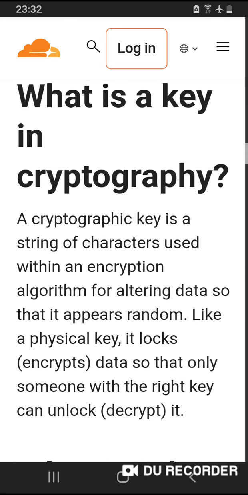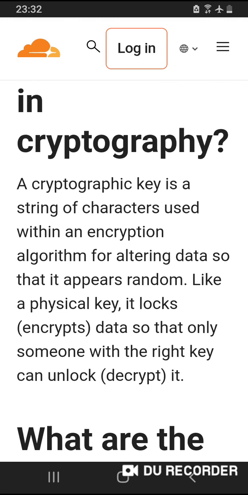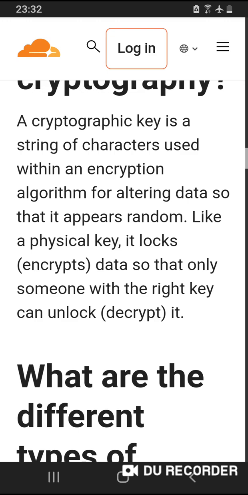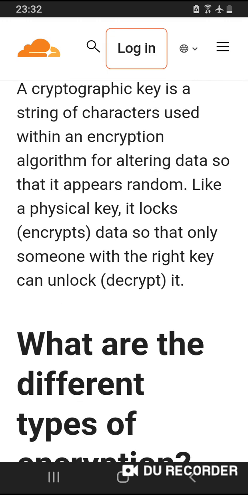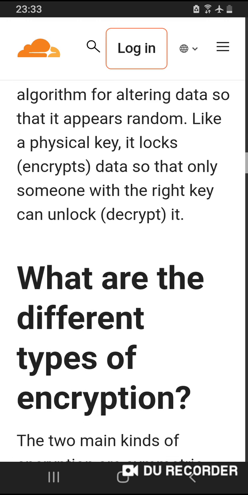What is a key in cryptography? A cryptographic key is a string of characters used with an encryption algorithm for altering data so that it appears random. Like a physical key, it locks, or encrypts, data so that only someone with the right key can unlock, or decrypt, it.